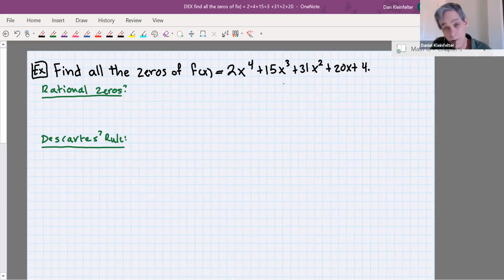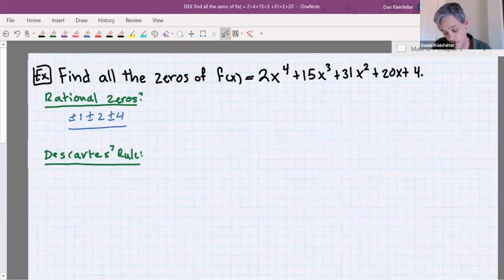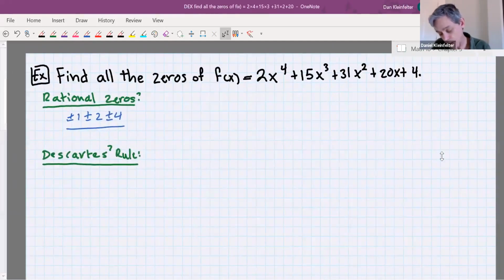Okay, so the possible rational zeros are going to look like fractions. Their numerators will be factors of 4. So we have plus or minus 1, 2, and 4. Those are all the factors of 4, our constant term. And then we'll have as denominators factors of 2, which is plus or minus 1, plus or minus 2.